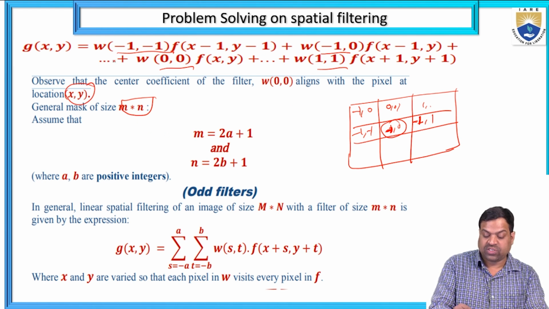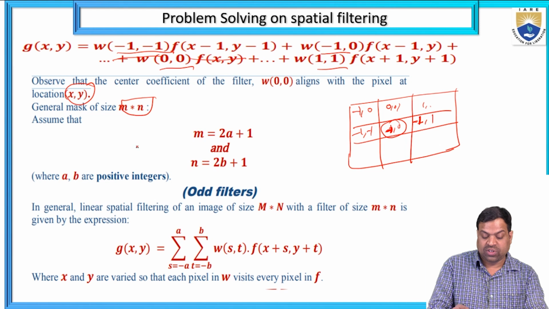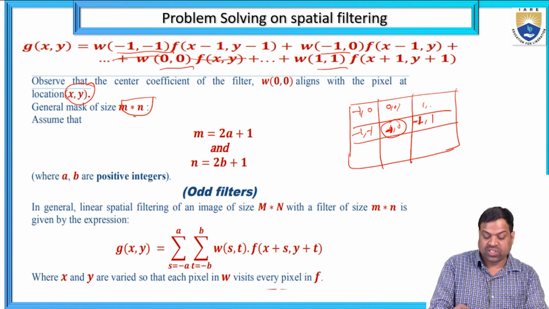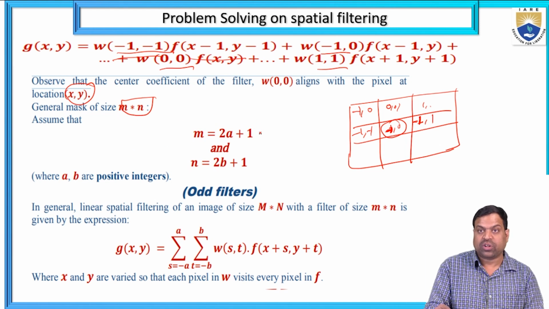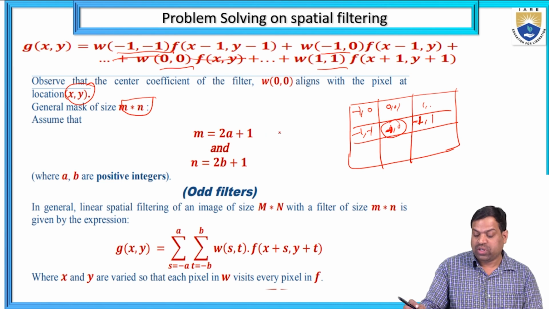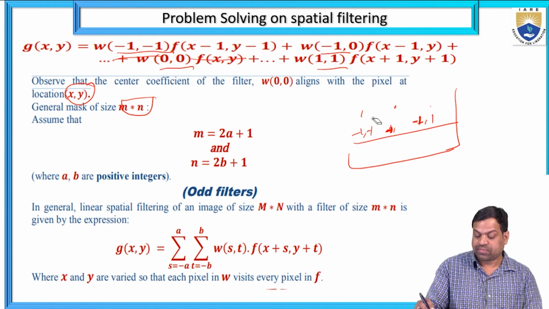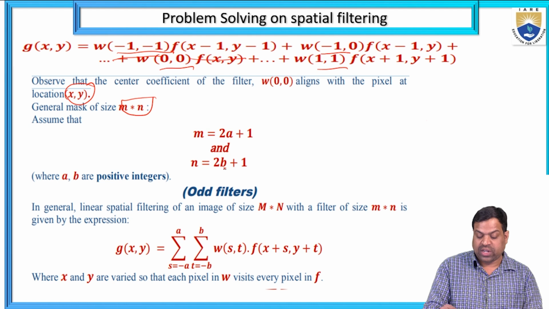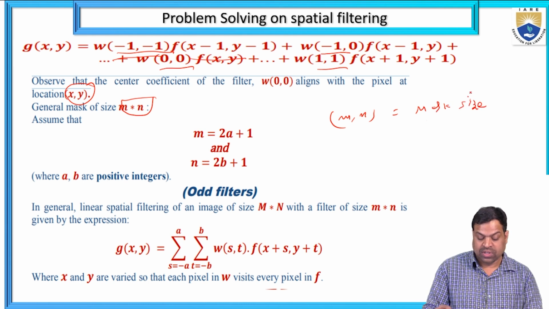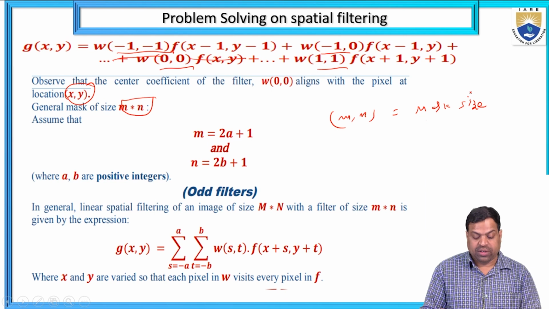Here I'm taking one as the input and another one as the mask. We are assuming that the mask size is m into n, where m equals 2a plus 1 and n equals 2b plus 1. Why? Because m comma n is the mask size, and a comma b are positive integers, that is, odd filters.